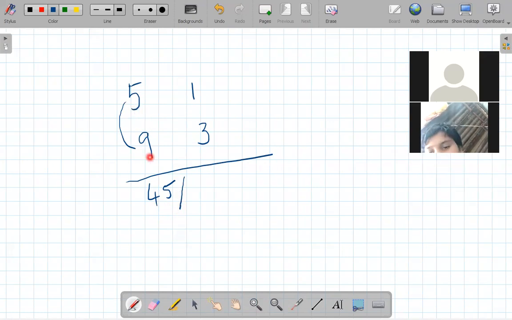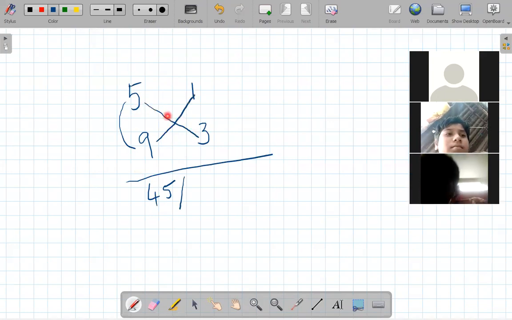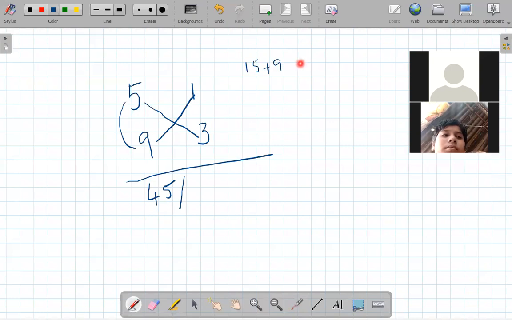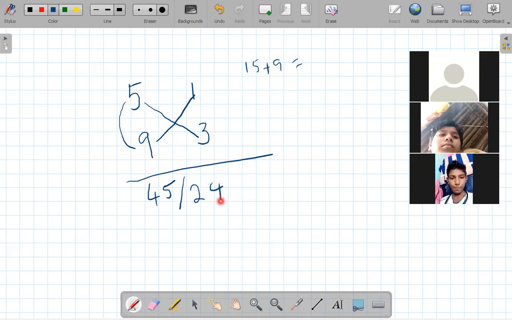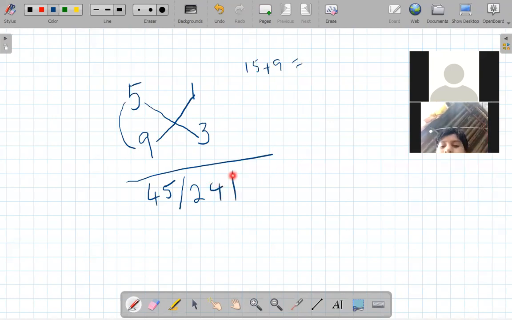I multiplied the first column. Now, as per the rules, cross multiplication. 5 3s are 15. 9 1s means 9. So 15 plus 9 is equal to 24. 24, then a mark. So this is the first answer, column 1. This is cross multiplication. Then what is the third step? Second column. 1 3 is a 3. That's it. So this answer we got.